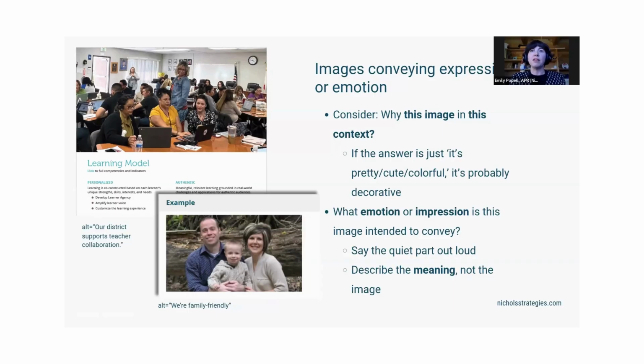I found this really radical the first time I read this and also really clarifying because it reminded me that alt text is not about describing the appearance of an image. The most important thing is not that this little kid is wearing a cable knit sweater or that they're sitting in front of a log, right? Those are not the most important things about this image. That's not the emotional message that is being conveyed.